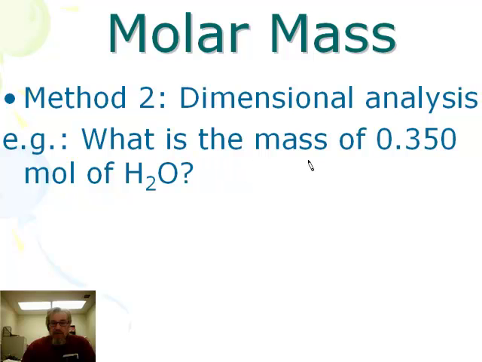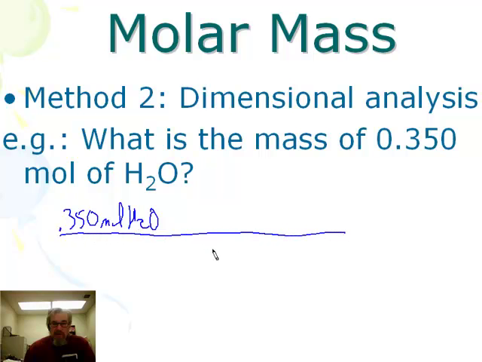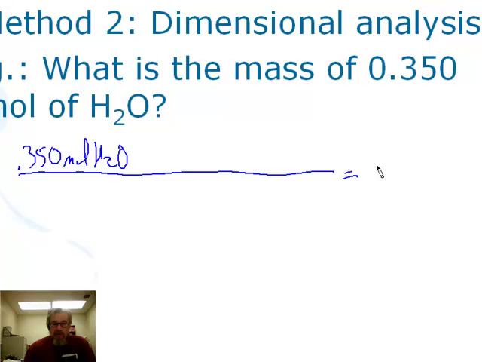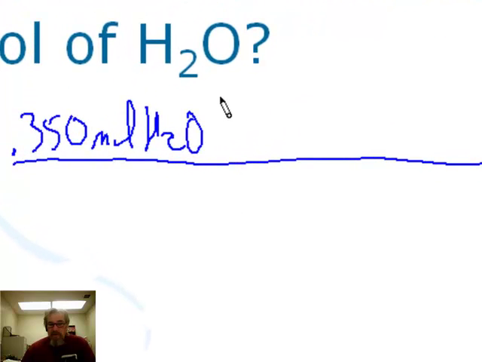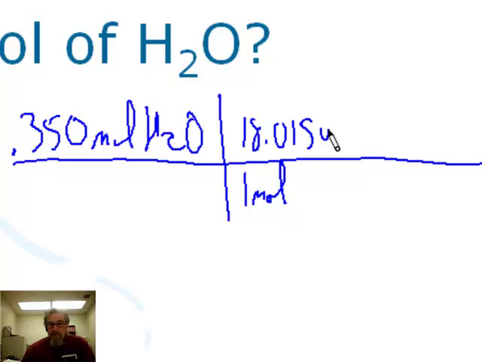My starting point is this. I write down what I'm given. The given information here is 0.350 moles of H2O. And like all dimensional analysis problems, I want to multiply by factors that are equal to 1 until I get the unit that I want. In this case it is grams, because the question is what is the mass? Well, molar mass is the factor that can allow me to do that. I have just calculated that 1 mole of water has a mass of 18.015 grams. That's the molar mass. So molar mass here is being used as a dimensional analysis tool. 18.015 grams is 1 mole.